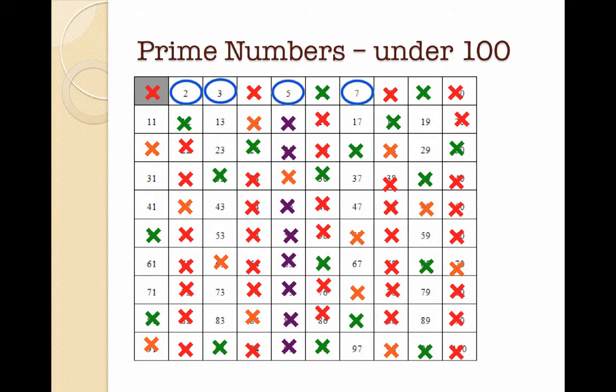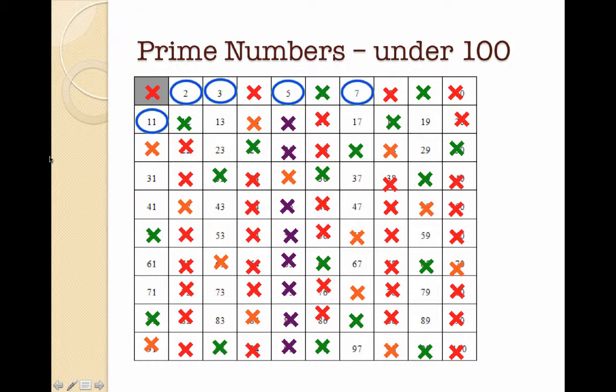Next one is 7. So I'm just going to do a quick fast forward through here and cross off all the numbers that are multiples of 7. If you're not sure what the multiples of 7 are, what you need to do is start with the number 7 and then count 7 squares on. 1, 2, 3, 4, 5, 6, 7. And that will get you to the next composite number.